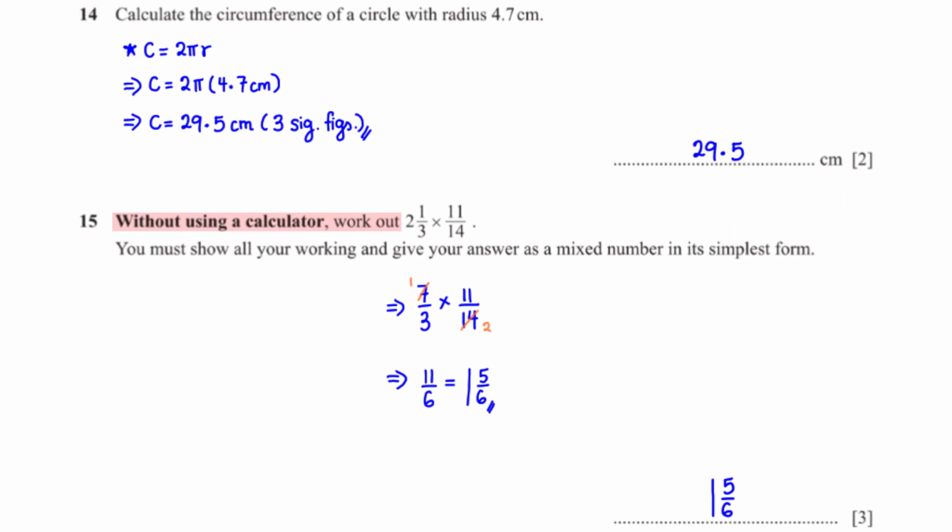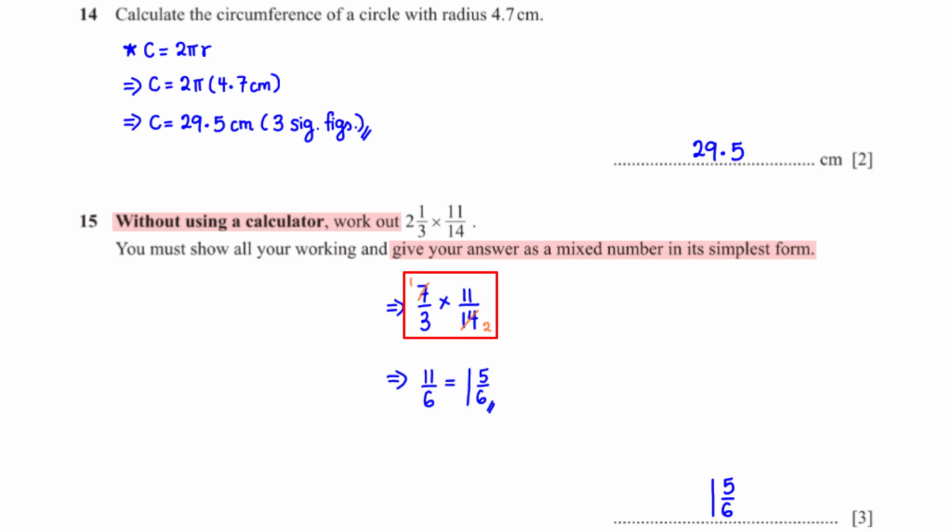Without using a calculator, work out 1 1/3 times 11/14. You must show all your working and give your answer as a mixed number in its simplest form. First, we need to convert the mixed fraction 1 1/3 into an improper fraction. So we have 3 times 1 plus 1, which is 4, divided by 3.